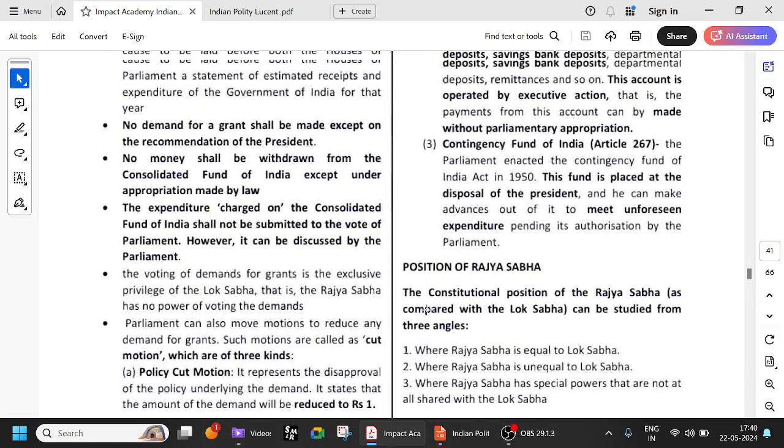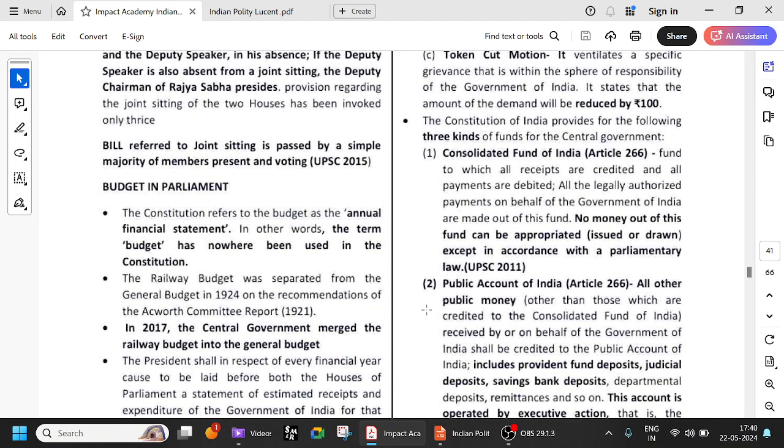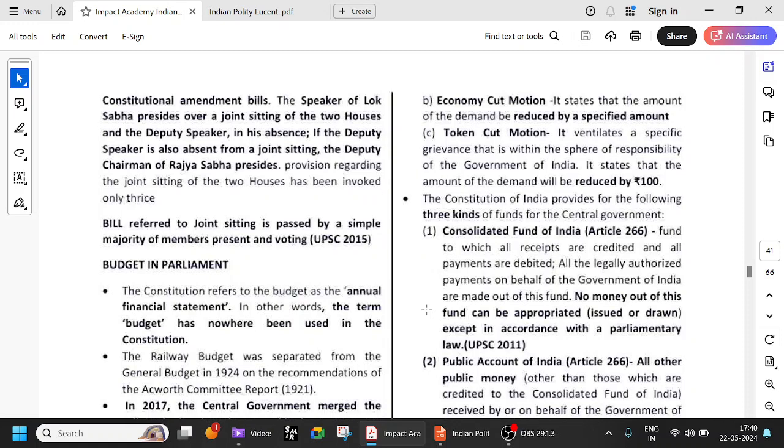Okay, so suppose the opposition does not agree with so much amount being spent for a particular scheme or anything, then they can go for the cut motion. Economy cut motion states that the amount of the demand be reduced by a specified amount. Suppose they say we are giving 1,000 crores to this, it is reduced to 500 crores, like that.